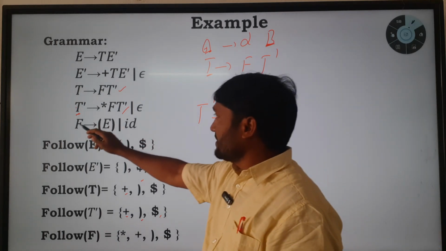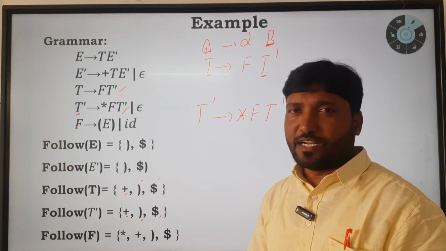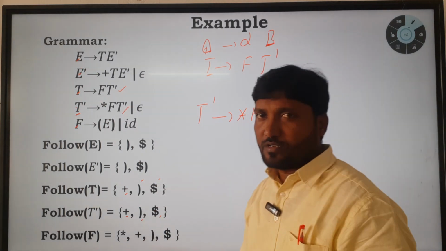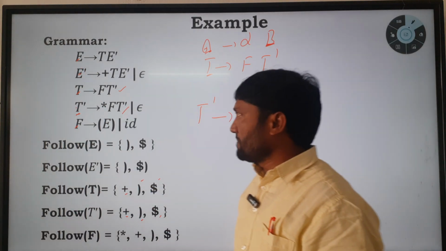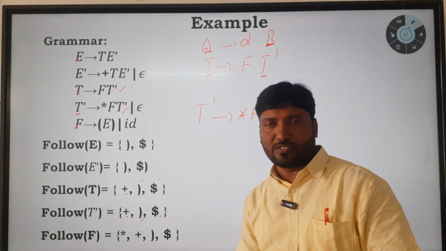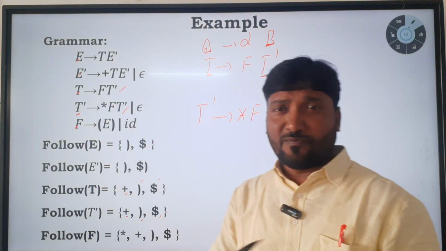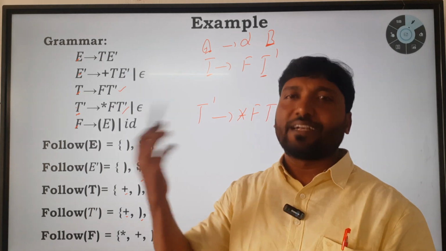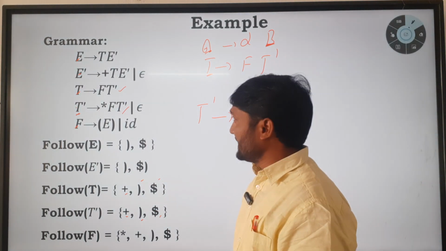And next, come to the follow of F. So, T dash is over, T is over, E dash is over, E is over. The final one is F. We are going to calculate the follow function for F. What is the first step here? We have to search where the capital F is on the right hand side.